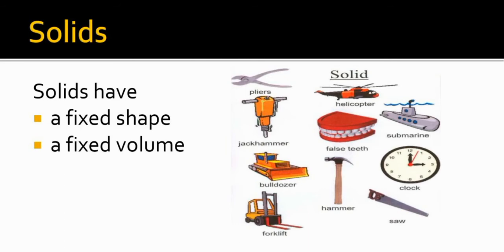But we can change the shape of some of the solids. For example, we can change the shape of a ball by filling less air or by filling more air in it. So the shapes of some solids can be changed, but some of the solids have fixed shape and fixed volume.